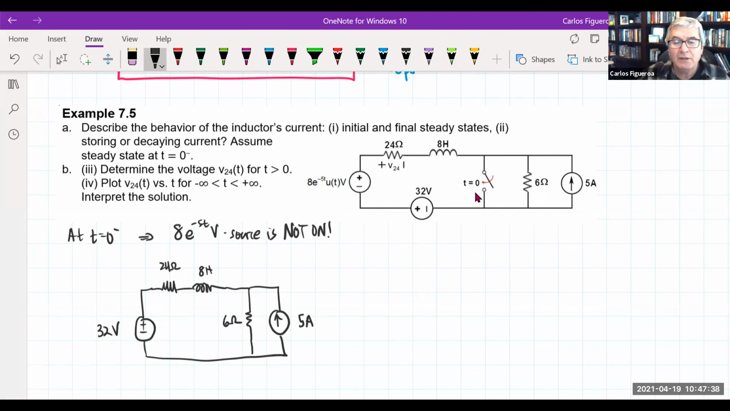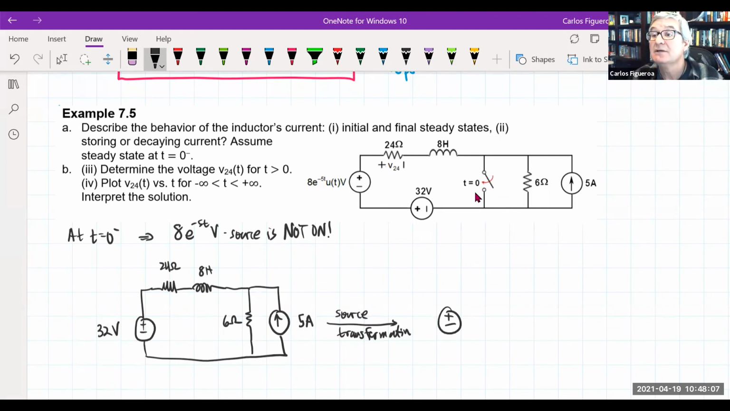So when I'm looking at the circuit here, what dominates the inductor? Is it the 32 volt source or the 5 amp source? It's the 5 amp source. How do I know that? Do a source transformation. If you do a source transformation, look what you get.